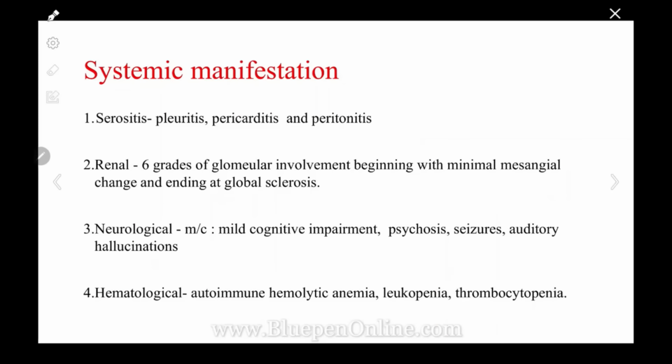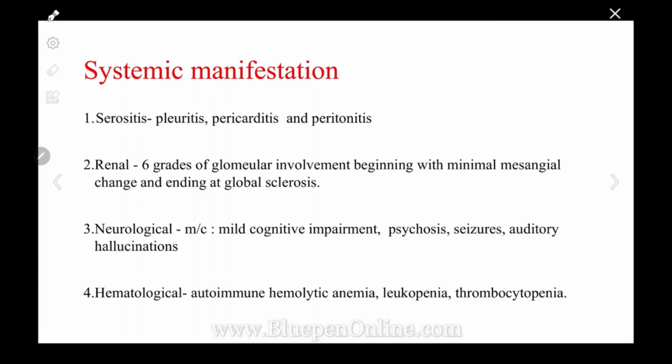We continue with discussing the systemic manifestation, the next being serositis, commonly involving the pleura and pericardium but less commonly the peritoneum. The renal involvement includes 6 grades or 6 classes of glomerular involvement, which begins with the least, minimal mesangial change, and it ends at global sclerosis.